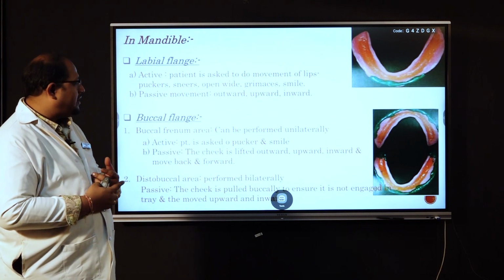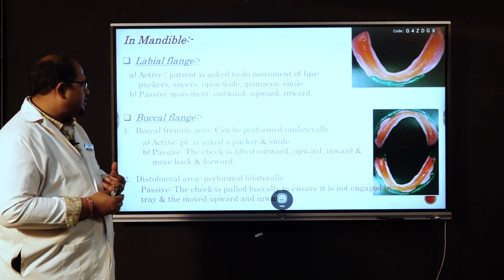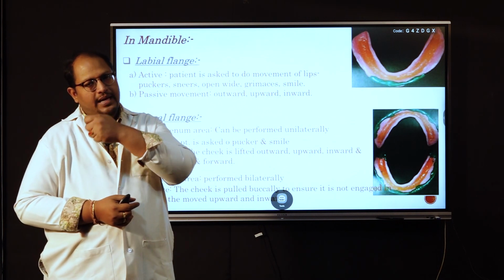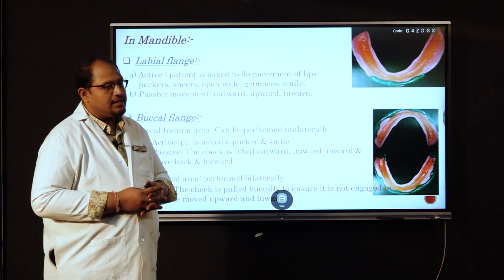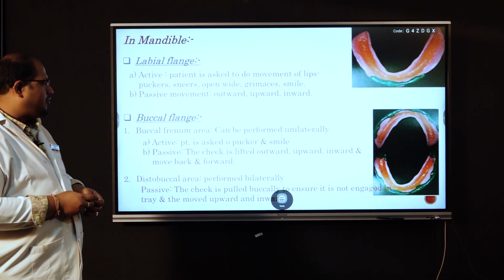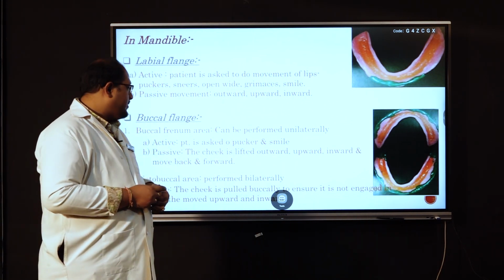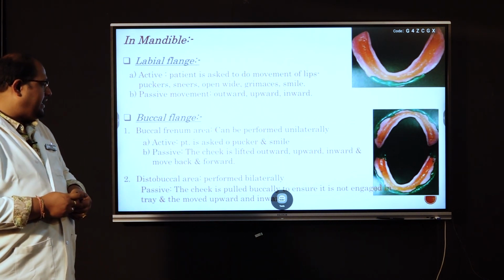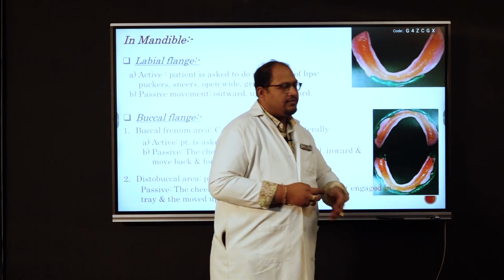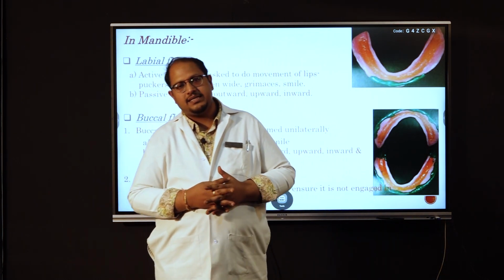Similarly, coming to the buccal flange area, the buccal frenum can be recorded unilaterally, where the patient is asked to again pucker and smile, and also we will be taking it upward, inward, and frontward when we are doing the movement for the buccal flange area. So as said, the cheek is lifted outward, upward, and inward, and moved forward and backward when we are doing the buccal flange area. Coming to the distobuccal area again. Now the distobuccal area for the mandibular denture, the glitch about this particular area is that this is a primary stress bearing area.